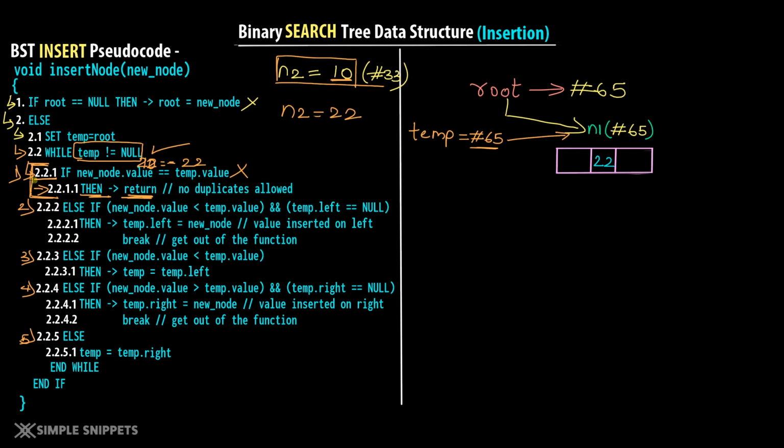Now we can insert duplicate values in a binary search tree. That becomes a separate implementation. It becomes a little complicated. So for our implementation in this tutorial, we are not going to allow the user to enter duplicate values. Okay.